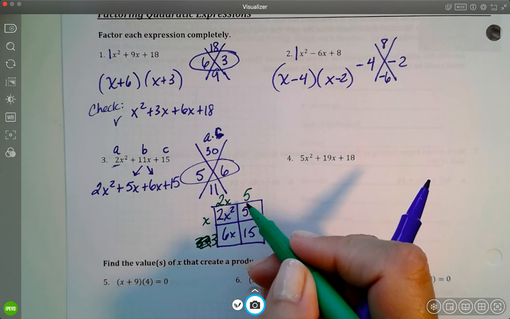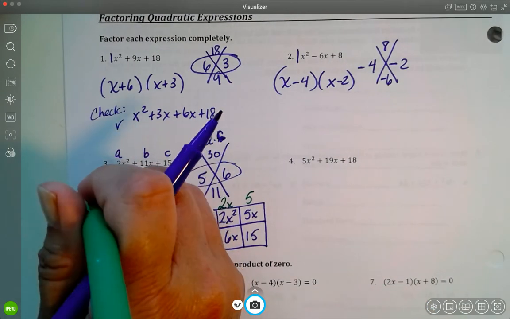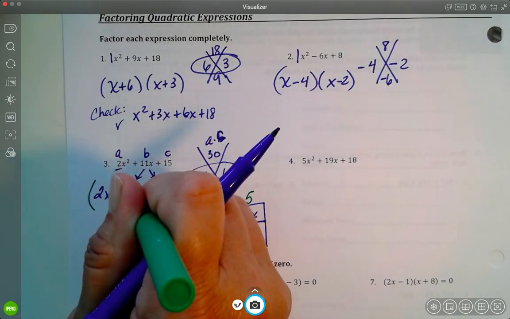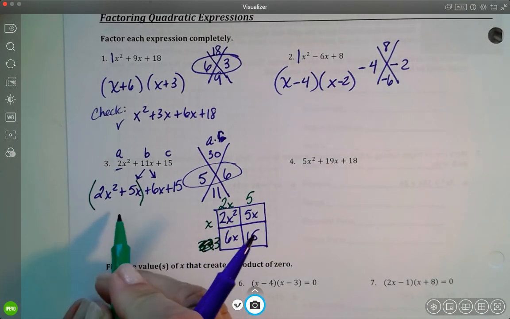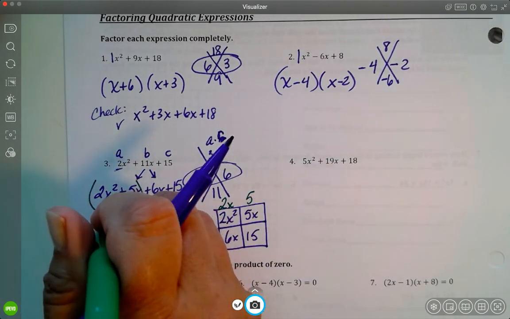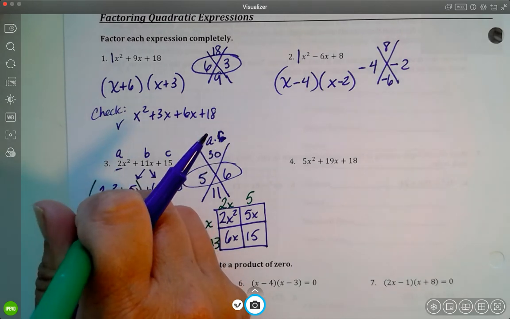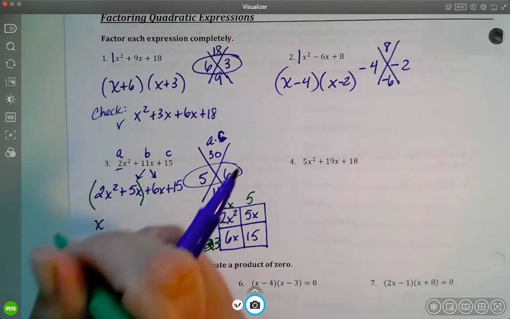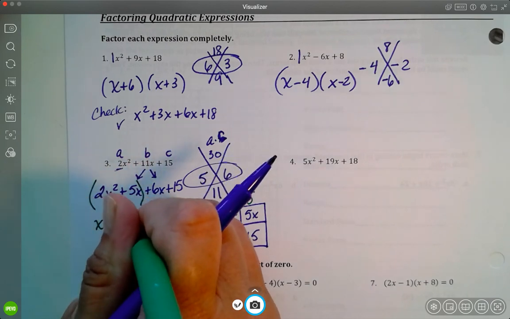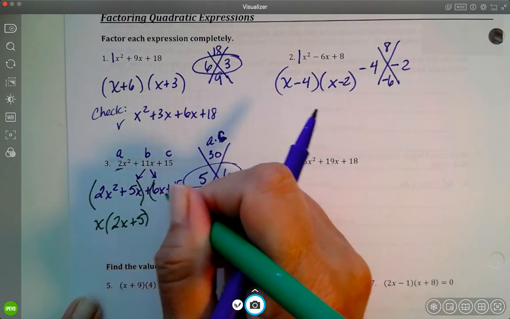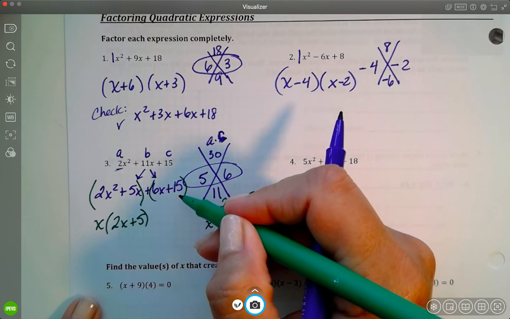Or I can just factor by grouping. Take the first 2 groups of terms and ask, what's the greatest common factor? Well, the greatest common factor of these 2 terms is x. And then what do I have left to get back to there? 2x plus 5. And the greatest common factor of these two terms is 3.